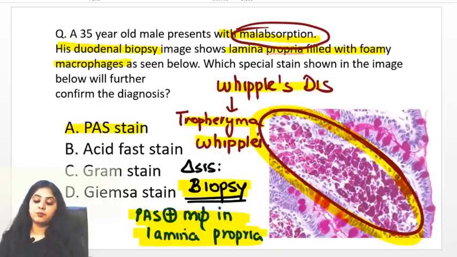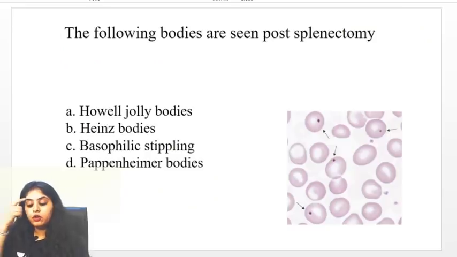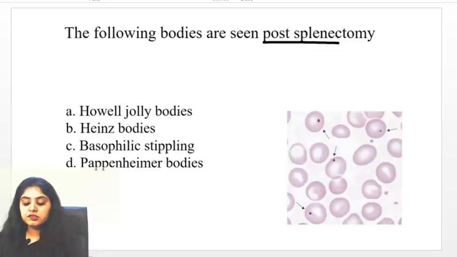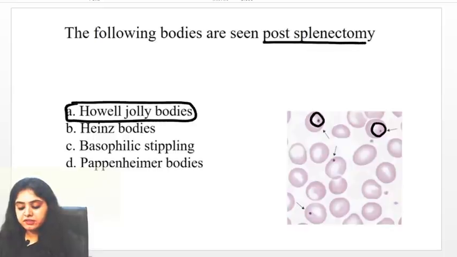It's a malabsorption. I hope it is clear with everyone. Coming on to the next question. The following bodies are seen post splenectomy. Easy one. You guys have learned much more than this. This is very easy. Post splenectomy, we see Howell-Jolly bodies. Can everyone see these bluish color bodies that are there in the RBCs? This is Howell-Jolly bodies.